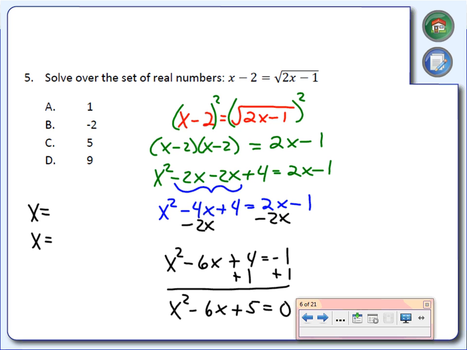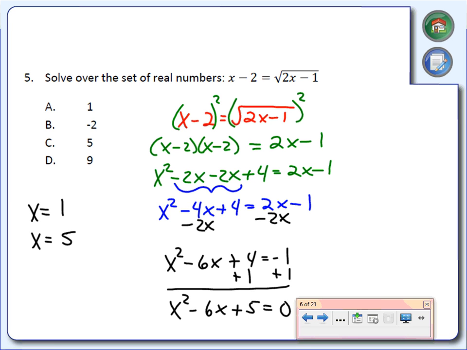1 and 5. So the two solutions to this quadratic are 1 and 5. However, you'll notice in our choices A, B, C, and D, there's only one answer. So only one of these numbers is going to work when I plug it back into the equation. So the question is, which one works? Well, let's try it out.